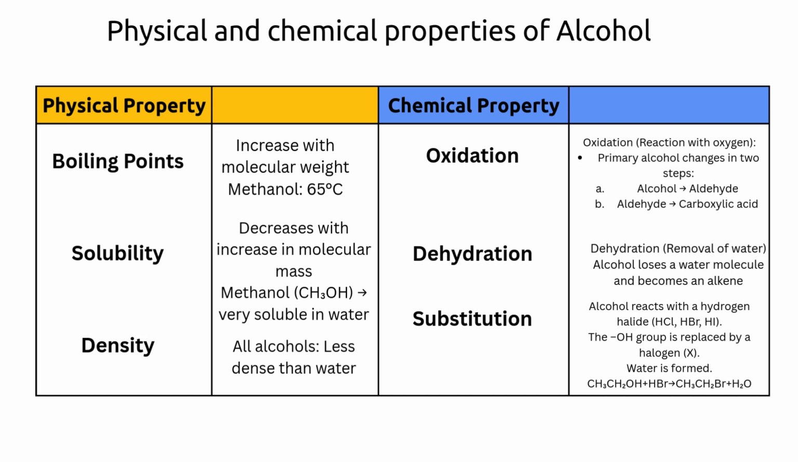Next chemical property is substitution with hydrogen halide. When alcohol reacts with a hydrogen halide like HCl or HBr, water is formed. This happens when OH group is replaced or substituted by a halogen.